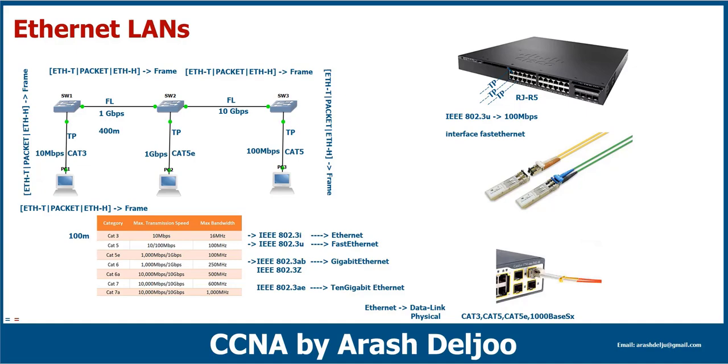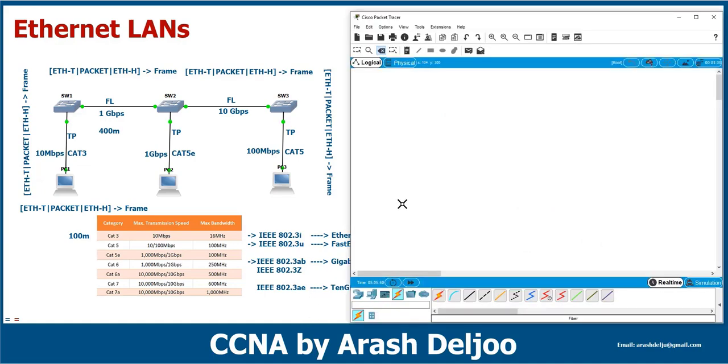But before that, let me show you one interesting scenario. Look at here. Again, we are using the Packet Tracer. I'm going to connect two switches with each other with one fiber link. Here we have a switch. Let me use one switch. This is a switch. I'm going to use one of the switches. This is switch 1. This is switch 2.